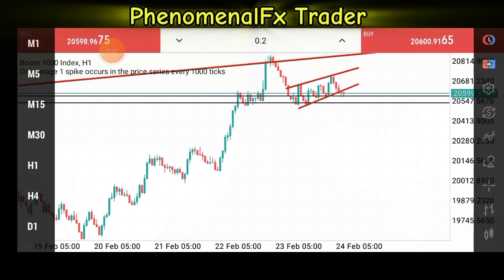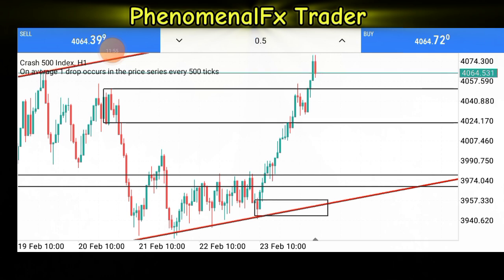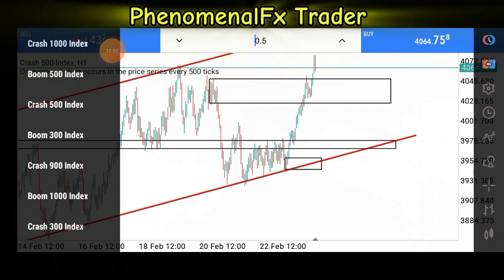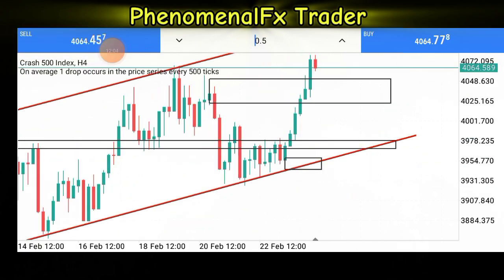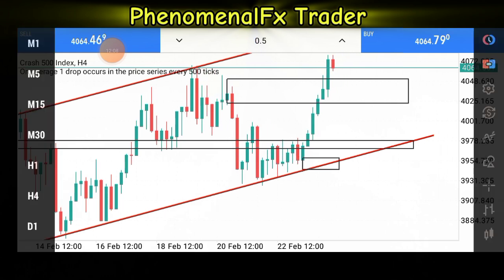And also, there was another analysis I made. I didn't share this one on Crash 500 index. All right, the market is still buying nicely. These things I've been showing you guys are powerful. You can see the movement, the breakout and the close above. Break and close above is very powerful, guys. If you can wait for the market to give you the opportunity on the time frame you want. All right, you can see how the market bought around here.